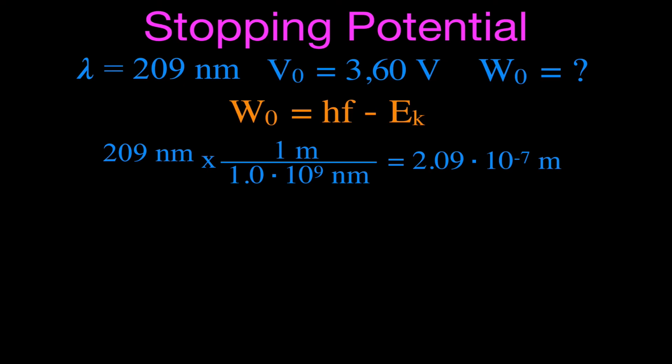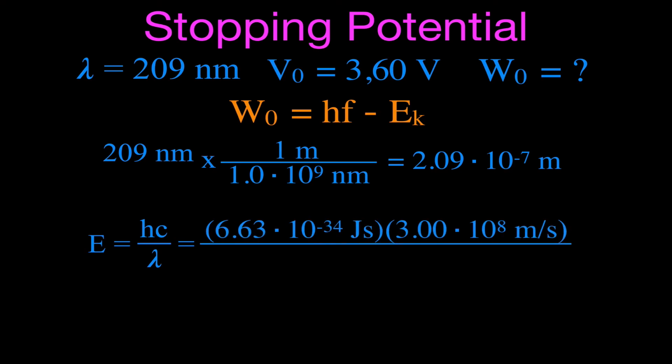Now, we can use our equation, which combines two equations, E equals hf and c equals the frequency times the wavelength, to say that the energy in this light is equal to Planck's constant times the speed of light divided by the wavelength, and this is our wavelength. So I'm just going to plug those values in. Planck's constant, 6.63 times 10 to the minus 34 joule seconds. The speed of light is 3.0 times 10 to the 8th meters per second, and this is our wavelength, 2.09 times 10 to the minus 7 meters, and that tells us the energy in that light in joules.